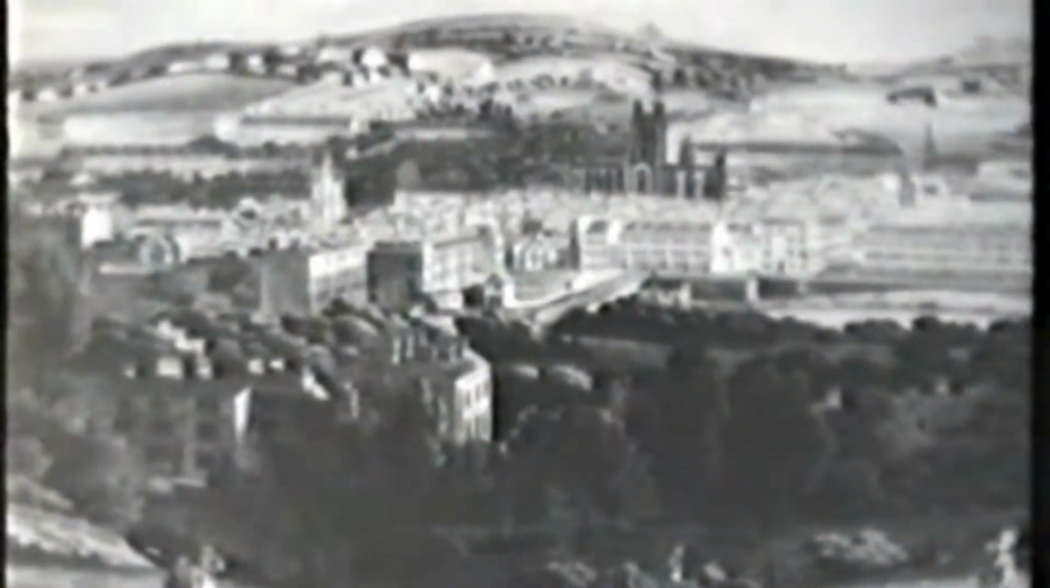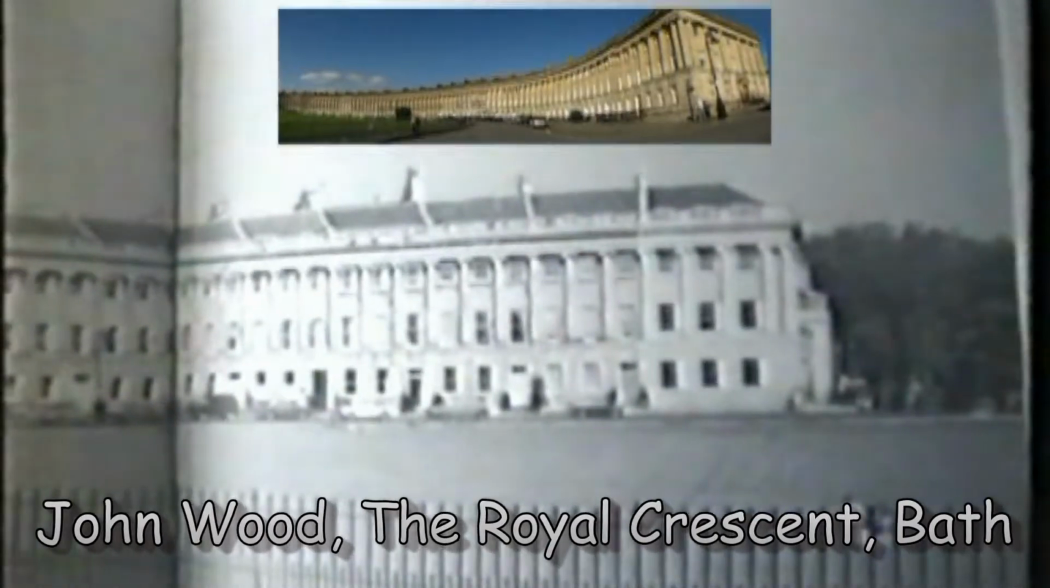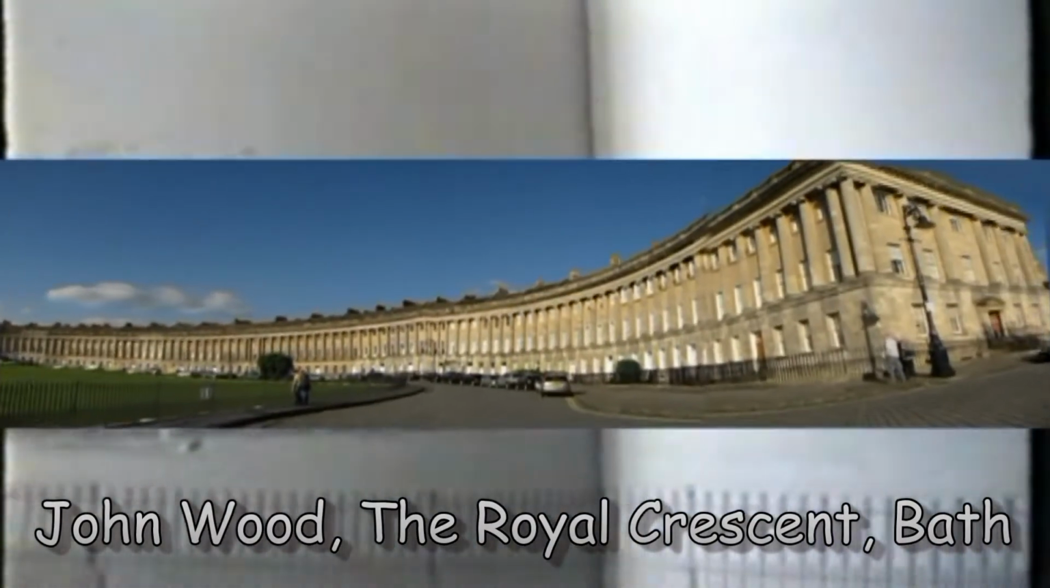Classicism also witnessed the birth of town planning, urban planning. The best example is Bath, which was greatly developed as a fashionable resort place. The Royal Crescent.